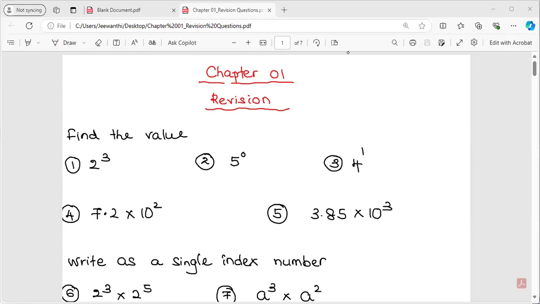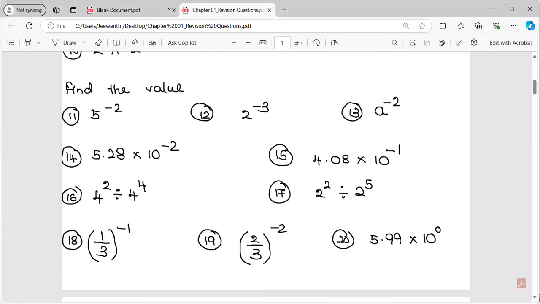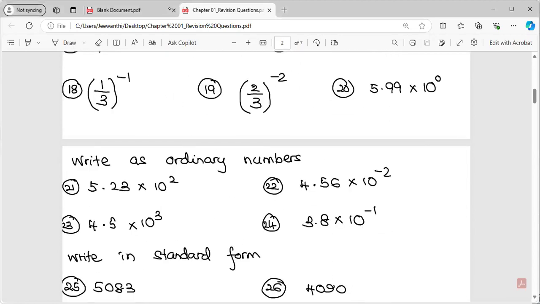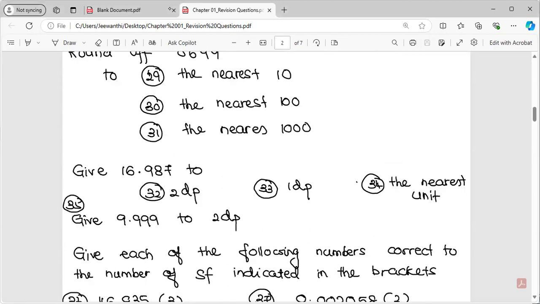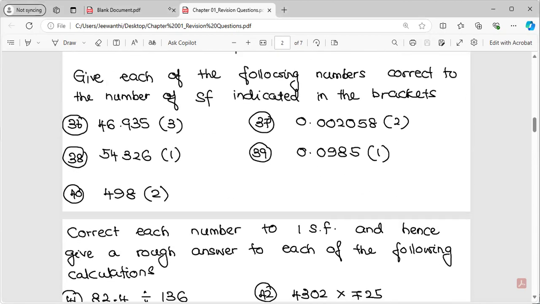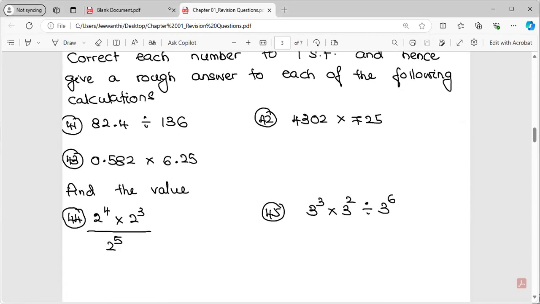Right. So this is the revision paper that I prepared to cover all the concepts you learned in chapter 1 of your grade 7 textbook, Working with Numbers. Here we have 45 questions to cover the whole chapter. Part by part, I have segregated them according to the concept and the things we want to test, and altogether we have 45 questions here, right?